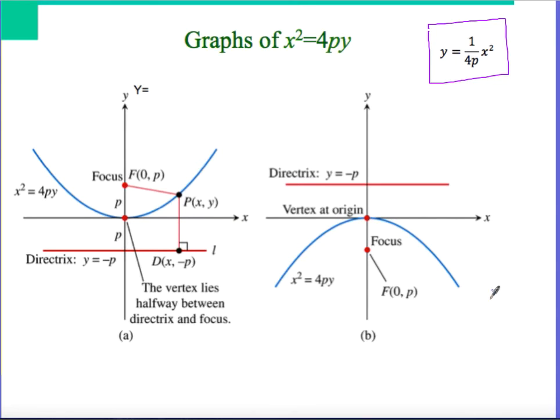If that p value is negative, now your parabola would open downward. And that would make sense to us because we know if I had something like y equals negative 2x squared, we've seen equations like that. A negative number in the front just flips that parabola upside down.